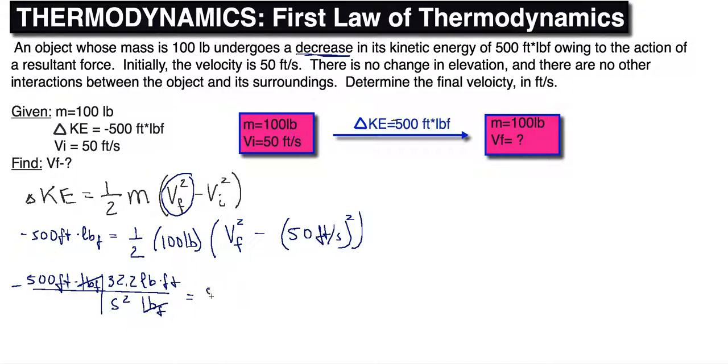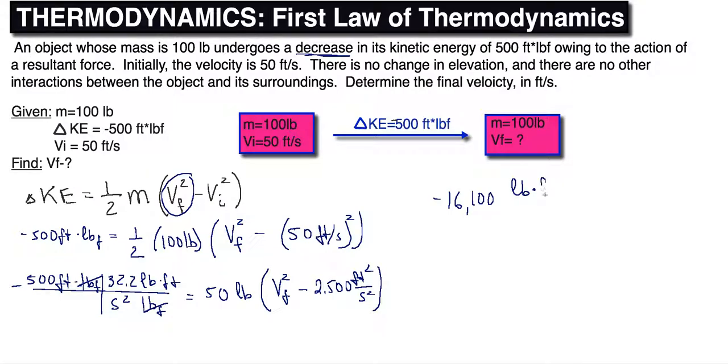Next, we're just going to do our calculation. 100 divided by 2 is 50, so here we've got 50 pounds. Then we're going to keep our parentheses for now, Vf squared minus 50 squared, which is going to give us 2,500 feet squared per second squared. Next, we're going to multiply the negative 500 by 32.2, which is going to give us minus 16,100. And we're left with pounds times feet squared divided by seconds squared.